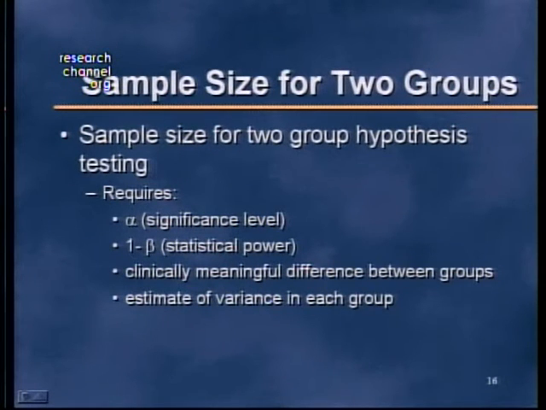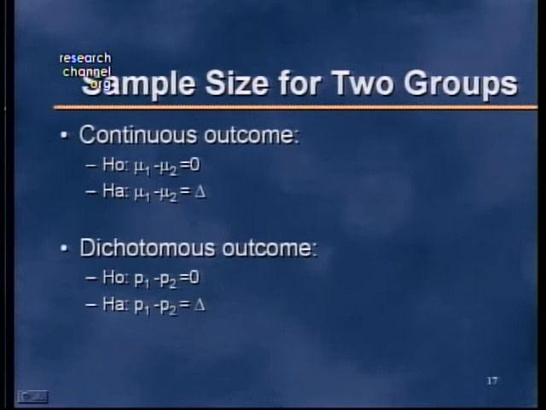Okay. Well, then let's look at sample size for two groups. And we'll go through this. We'll look at some examples. And then we'll see also some calculators that are available on the internet, as well as using Stata. So with two-group hypotheses, we still are worried about alpha and beta, the probability of type 1 and type 2 errors. We're interested in detecting a clinically meaningful difference between groups, so we have to specify what is clinically meaningful to us, and we need an estimate of variance in each group.